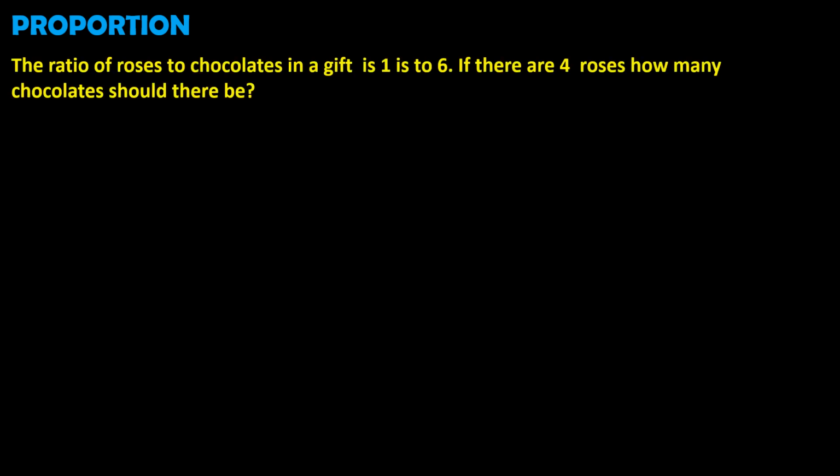Let us apply what we have learned in ratio and proportion with word problems. The ratio of roses to chocolates in a gift is 1 is to 6. If there are 4 roses, how many chocolates should there be?